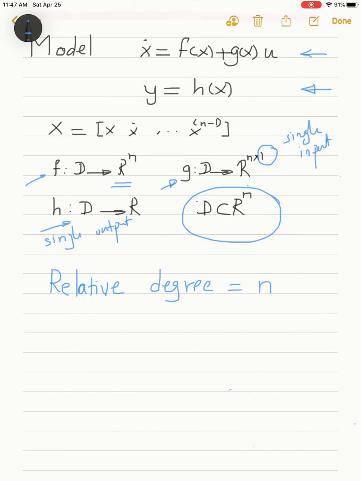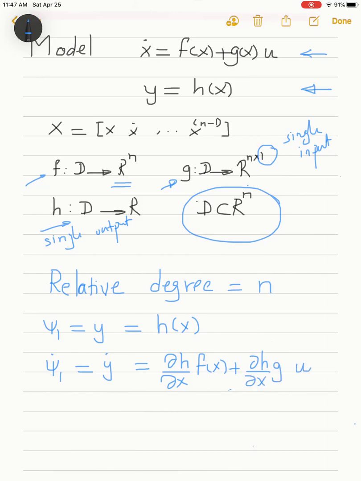So let's take the case where we have a relative degree equal to n. If we define psi 1 as y, which is h of x, then the first derivative of psi 1 is y dot, and that would be the partial derivative of h with respect to x times x dot, and we substitute for x dot from the original state variable equation, so that would be the partial derivative of h with respect to x times f of x, plus the partial derivative of h with respect to x times g times u. But since we agreed from the beginning that the system has a relative degree n, that means that this second component in the expression of psi 1 dot is equal to 0, and we define the remaining term as psi 2.